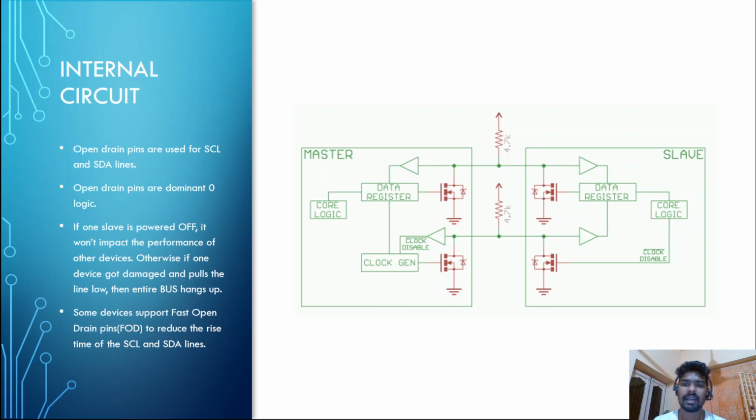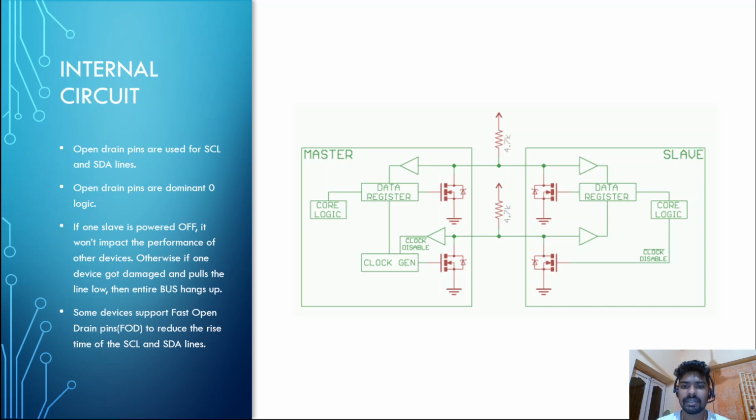If you look at the internal diagram of the SCL and SDA lines, there will be open drain pins. Open drain means if the master wants to drive the line, it can only drive a logic 0 on that line. It cannot drive high. So high will be driven by the external pull-up resistor, and hence pull-up resistors are necessary for I2C communication.